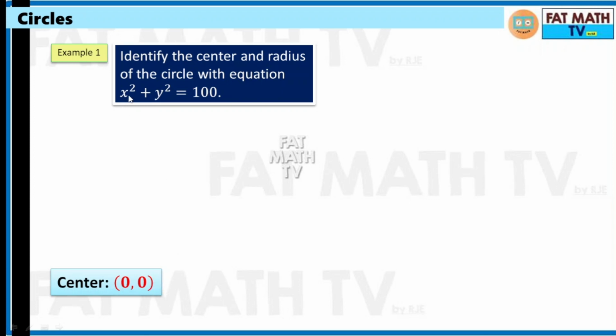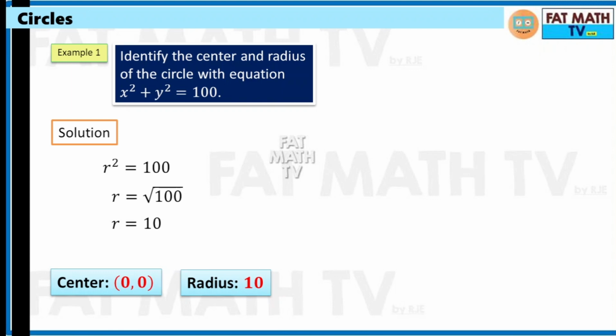If you can recall, the standard equation of the circle with center at 0, 0 is x squared plus y squared equals r squared. And this 100 is the r squared. So if r squared is 100, to solve for r, you take the square root of both sides of the equation. Square root of r squared is r, and square root of 100 is 10. Therefore, the radius is 10.